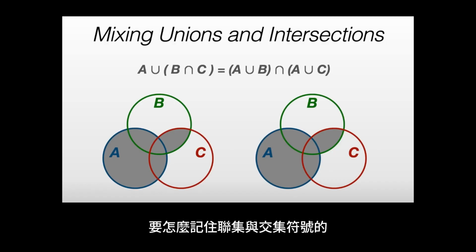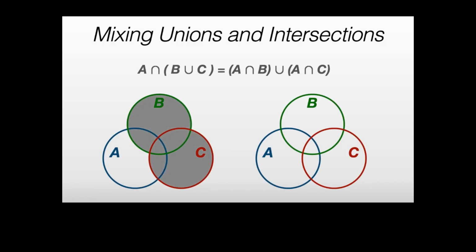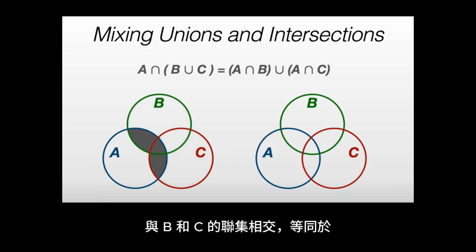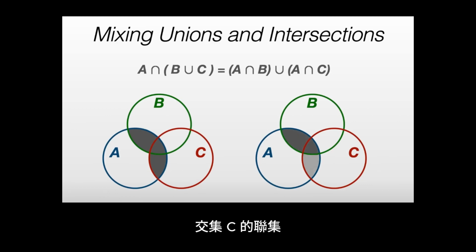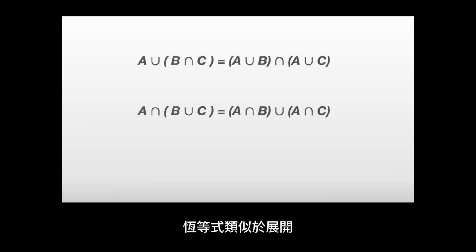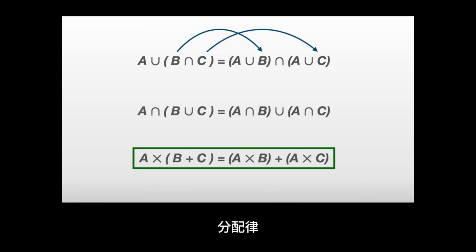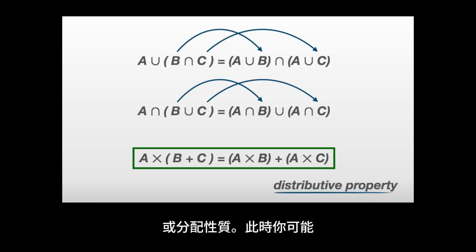But how do you remember which order the union and intersection signs come in? Luckily, you don't need to. This is because the identity works if we exchange the unions for intersections and the intersections for unions. Here, the intersection of A with the union of B and C is the same as the union of A intersect B with A intersect C. As we've already discussed, these identities are similar to multiplying out the brackets, and this kind of property in general is known as distributivity, or the distributive property.